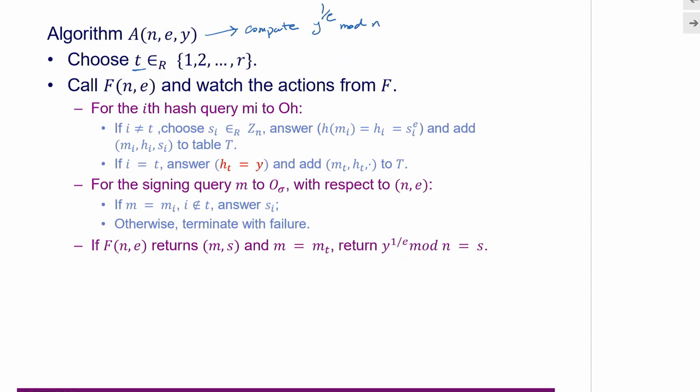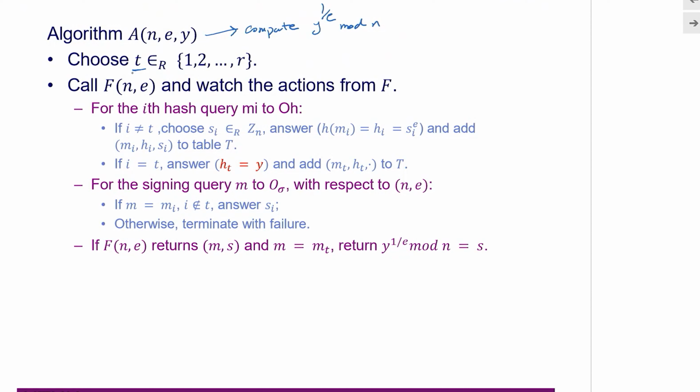Since A has to be polynomial, you can imagine that the number of queries that we allow our forger to make to the signing or hash oracle cannot be exponential, right? If that is exponential, then our A would become exponential. So our algorithm is polynomial, meaning that we allow at most a polynomial number of queries. Let's just say R times.